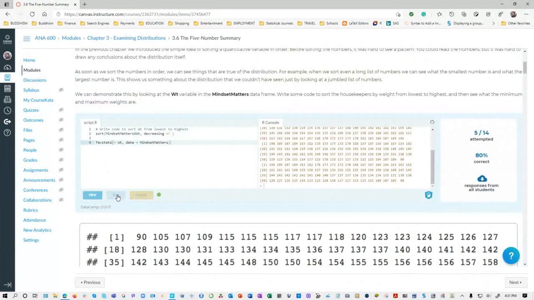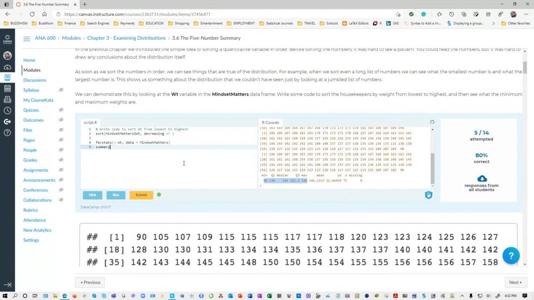Favorite statistics is going to give you the minimum, Q1, Q3, and maximum. You are getting the minimum, Q1, Q2, Q3, maximum, where Q2 is the median. These five numbers are called the five-number summary. In addition to that, you get the mean, standard deviation, and number of observations in that particular data set.